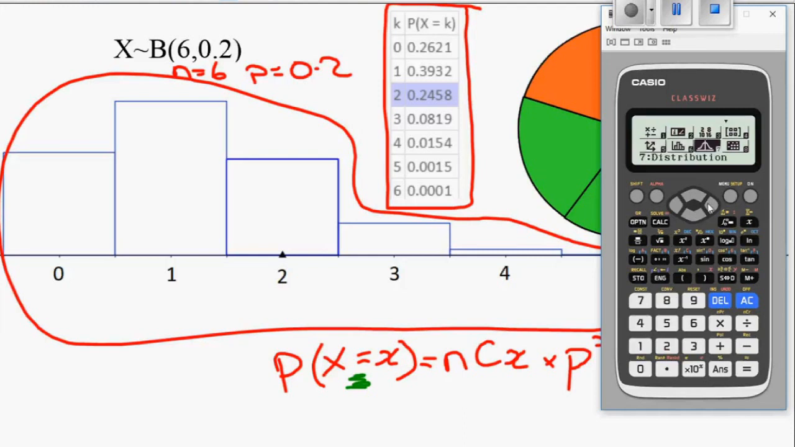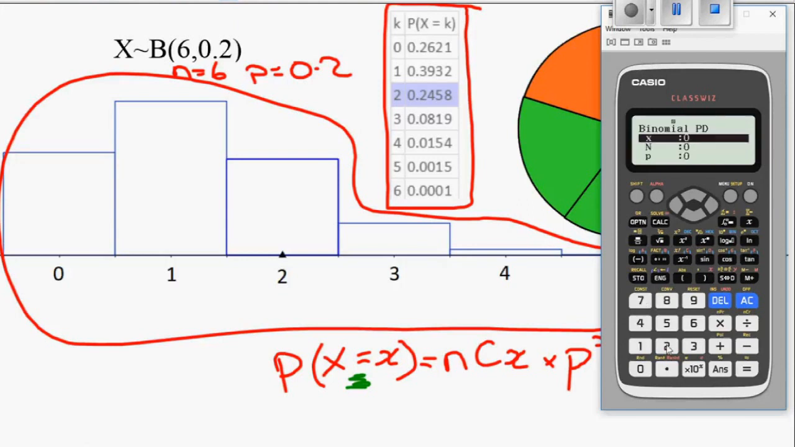So either we can use our buttons to scroll to where we want to go, or each option has a letter or a number associated to it. Our distribution option has 7, so we could also get there just by pressing 7. Now because we're looking for equals to, we're going to use PD. So that is our probability distribution. So I'm going to go for binomial PD because we're doing binomial and we're looking for an equals.